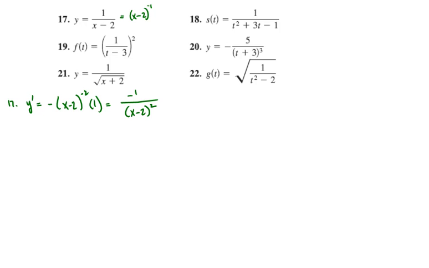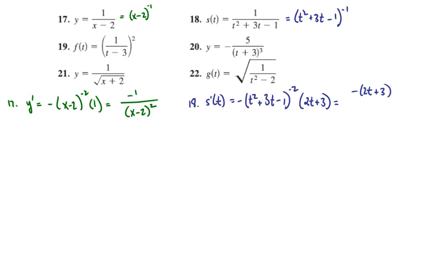Next, 18, we're going to rewrite that as quantity (t squared plus 3t minus 1) to the negative first power. Then the derivative would be s prime of t is equal to the derivative of the outside, leave the inside alone, gives you negative quantity (t squared plus 3t minus 1) to the negative second, times the derivative of the inside, and that would be 2t plus 3. So we'll have negative quantity (2t plus 3) over (t squared plus 3t minus 1) to the second power. And that takes care of that.